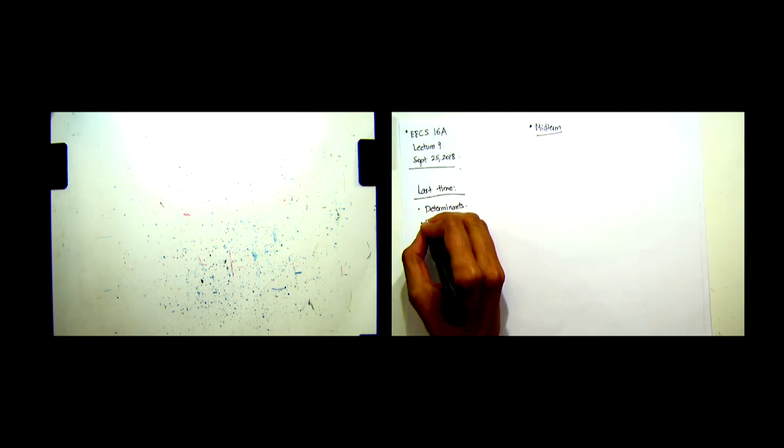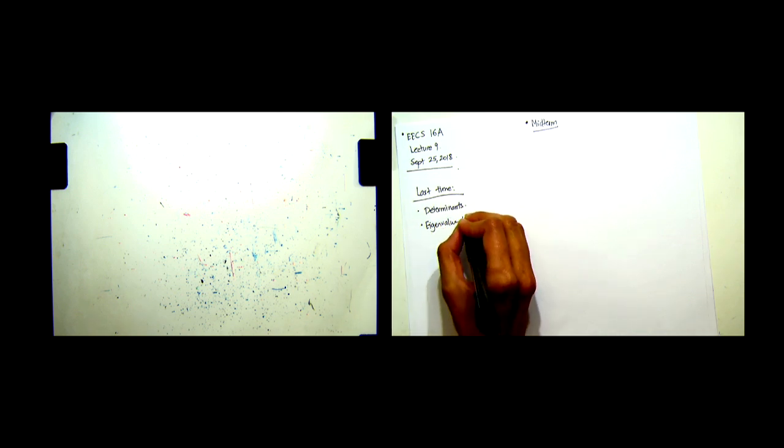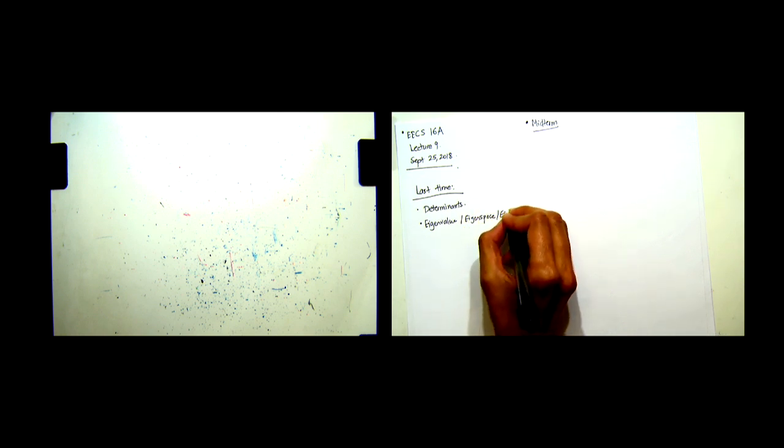So last time, now moving on, we talked about determinants. We introduced this idea, and we also introduced very, very briefly, and I will introduce them again, this idea of an eigenvalue, an eigenspace, and an eigenvector. And we talked furthermore about the PageRank algorithm.